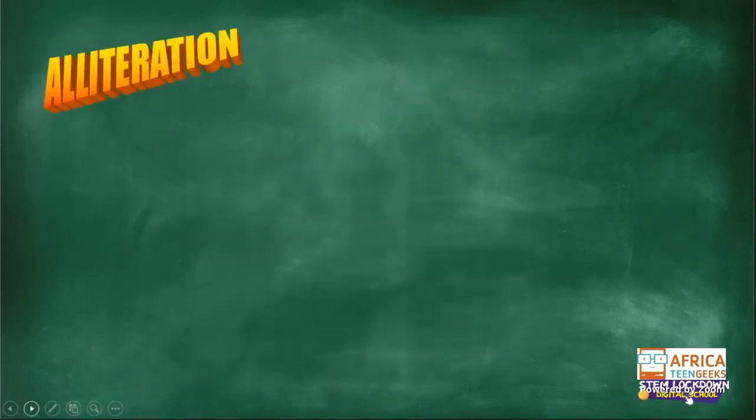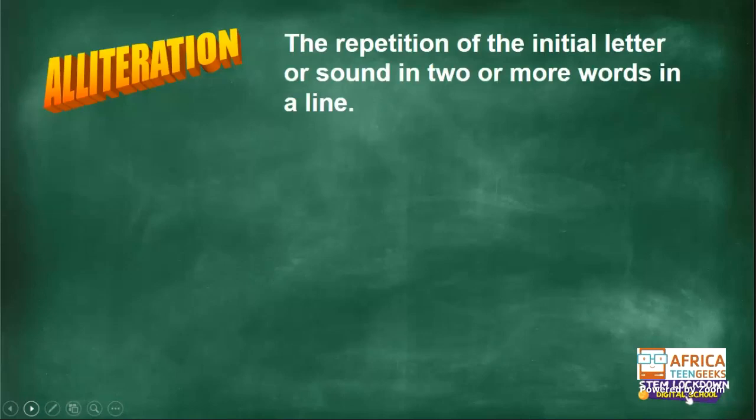Alliteration. Who knows what an alliteration is? Who can tell us what an alliteration is? Okay, I don't think anyone knows this. Constant repetition of what, Tyrese? Yes, consonant repetition, but of what? Of consonant sounds, not of vowels, of consonant sounds. So the repetition of beginning consonants. Well done, guys. You guys know. Okay, so the repetition of the initial letter or sound in two or more words in a line is referred to as an alliteration. Someone said coconut. As long as you know that it's not coconut, it's consonant.